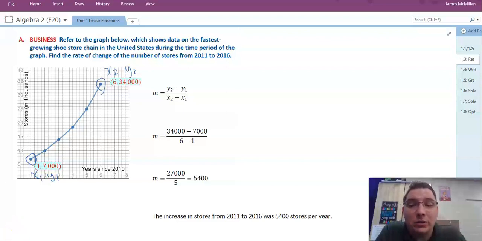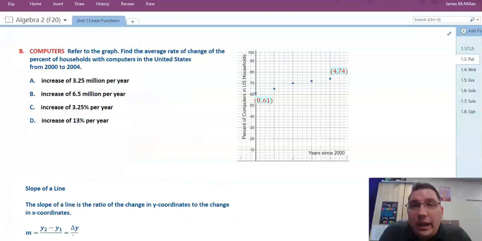Okay, so let's move on to example B. As we look at example B, it asks us to refer to the graph and find the average rate of change of the percent of households with computers in the US from 2000 to 2004. And so I've labeled out here the 2 points. Our first one is at (0, 61). So 61% of households in the year 2000 had computers. And in 2004, because we see this is years since 2000, 2004 had 74% computer usage. And these are approximate because, again, we don't have the exact data values. We're looking at the graph and making an estimate.